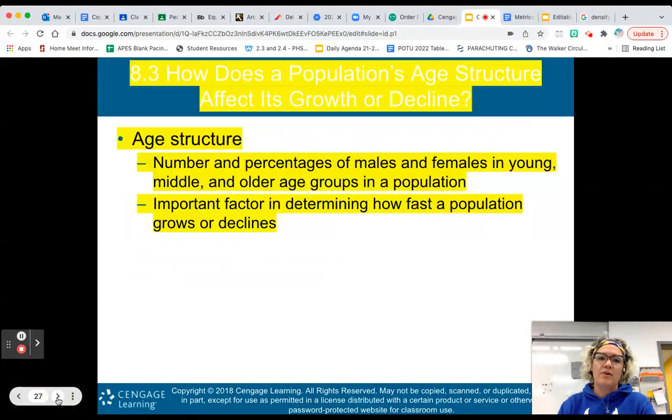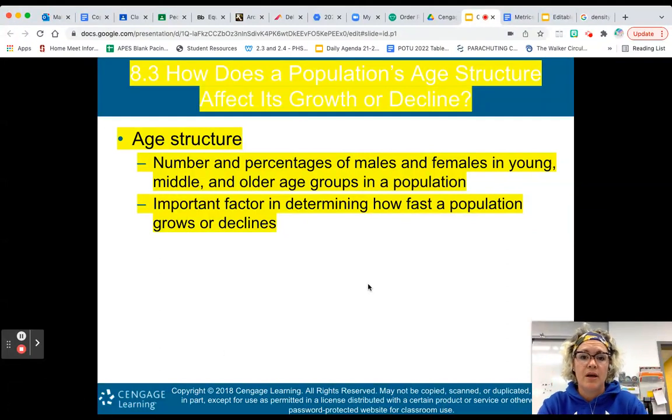So 8.3 goes on to talk about what age structure is and how it affects growth or decline and how we actually look at it and analyze it. So age structure is the number and percentages of males and females in young, middle, and older age groups, and it's like 2 histograms butted up against each other. I know we've already had you work on these.